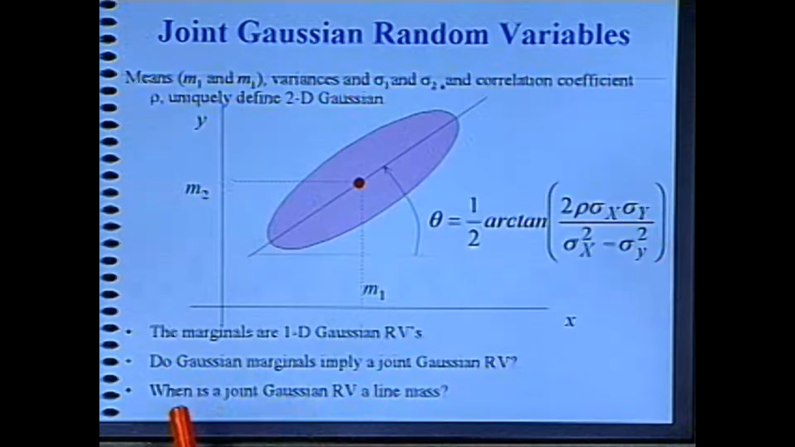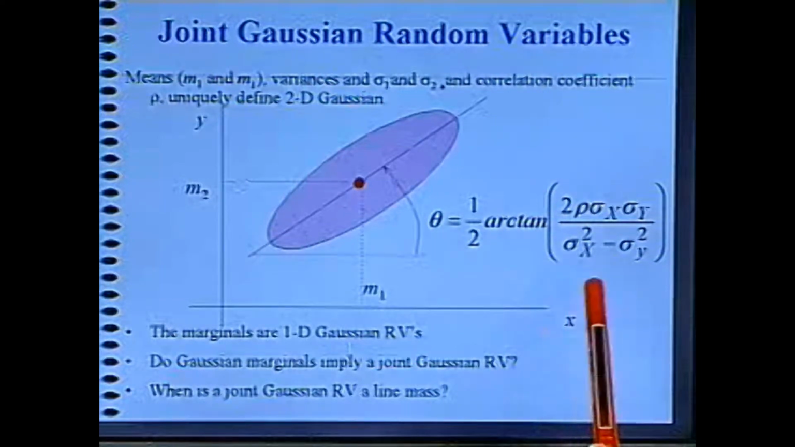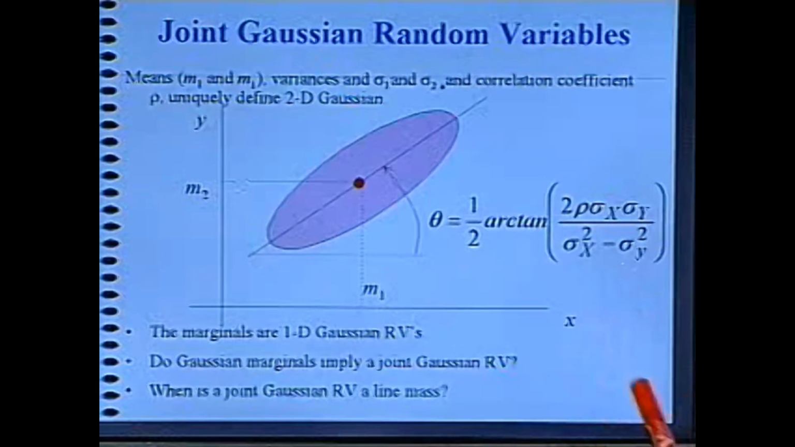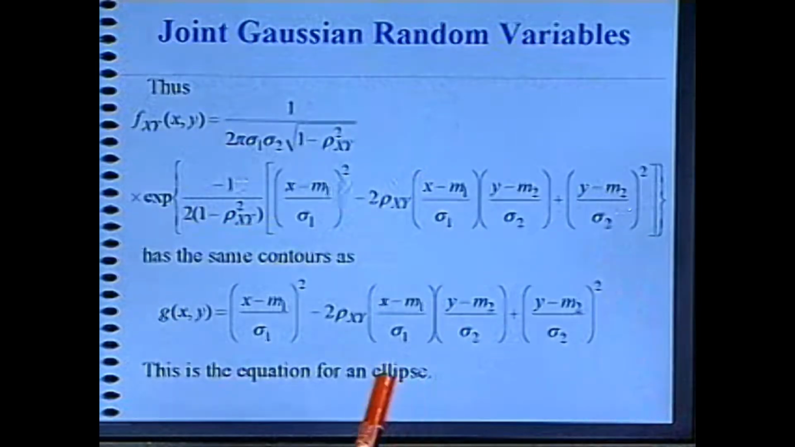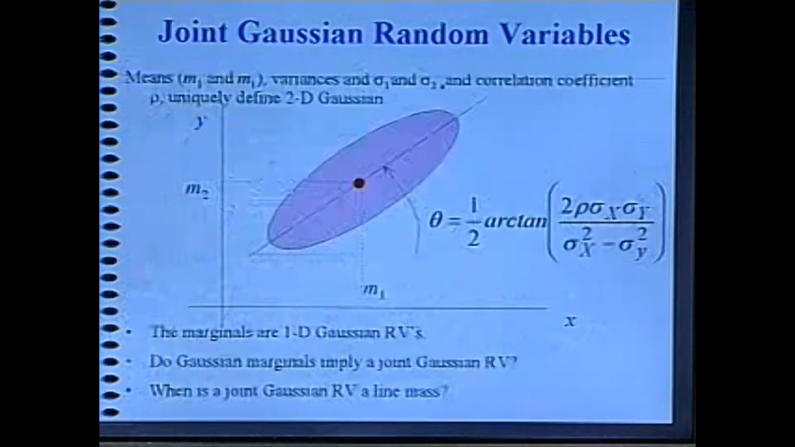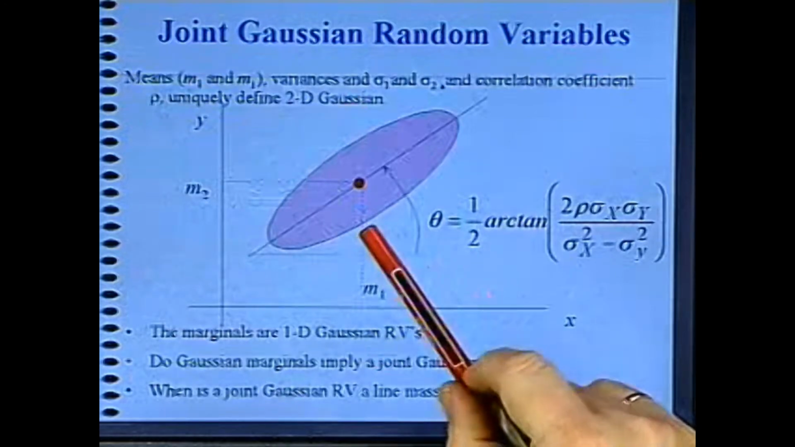Another one is, the last question we have in our sheet here on this slide is, when is a joint Gaussian random variable a line mass? Now, let's look at this angle here. Well, no, let's do this. Let's go back to our expression. There's a number of ways we can actually look at this. Actually, I want to go back to the line mass because I want to explain it in terms of this ellipse.